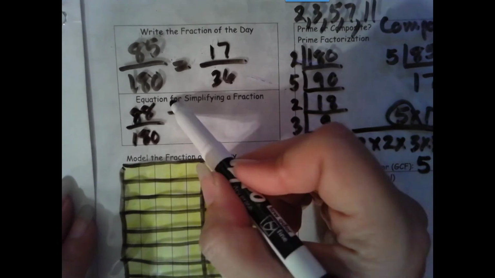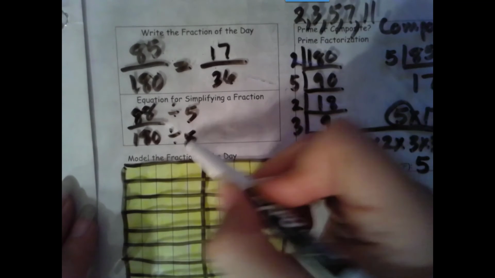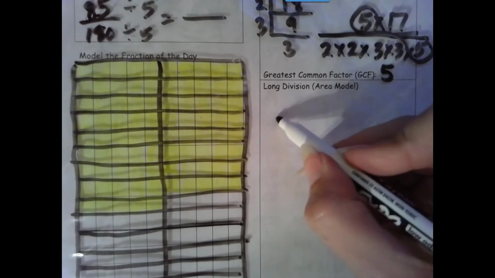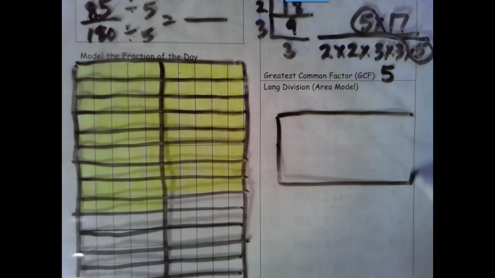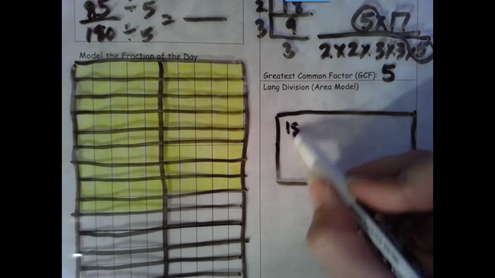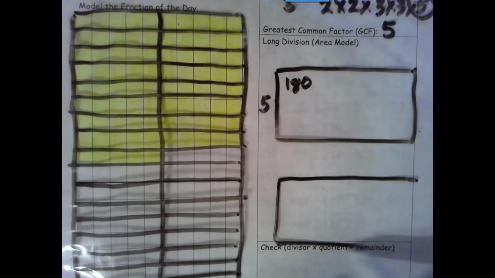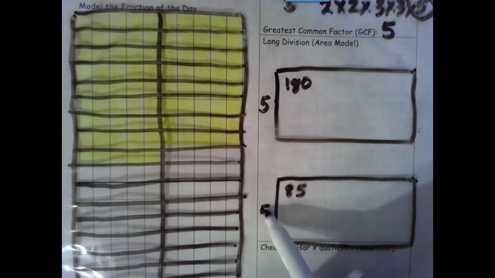Okay, now that we've done our division with our model, let's go ahead and divide using our algorithm. We divide both by our greatest common factor. I don't know, I put an 8 there. Sorry. So we're going to divide 180 into groups of 5. We're going to divide 85 into groups of 5.